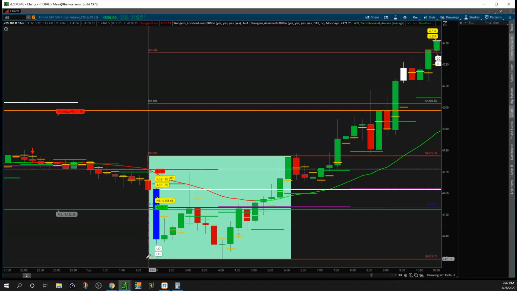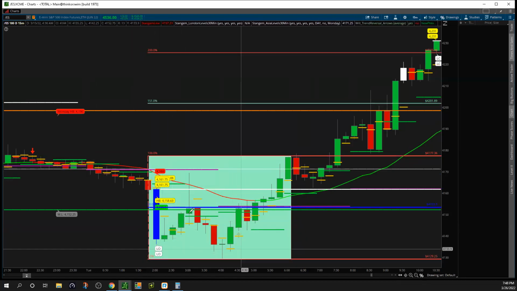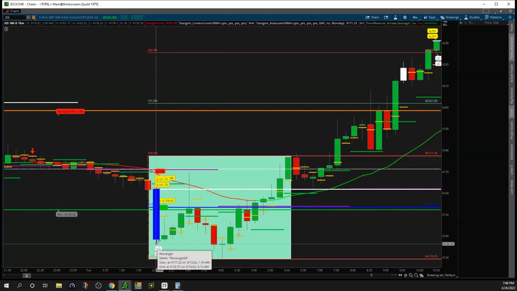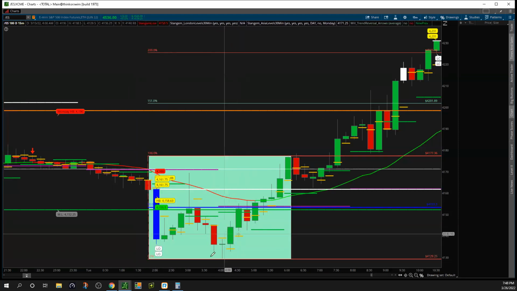Drawn our fibs, high and low, looking for halfback. Just happens to be on the 4-hour halfback. Look where they're buying it. You got to look at this candle right here. Low. London open. There's the pin bar.